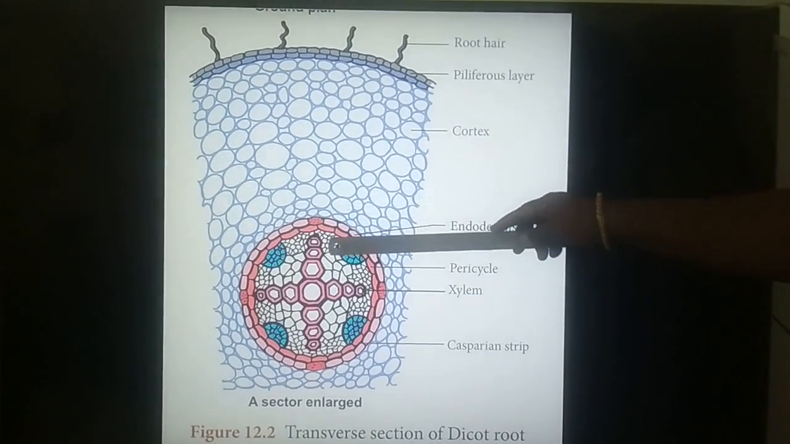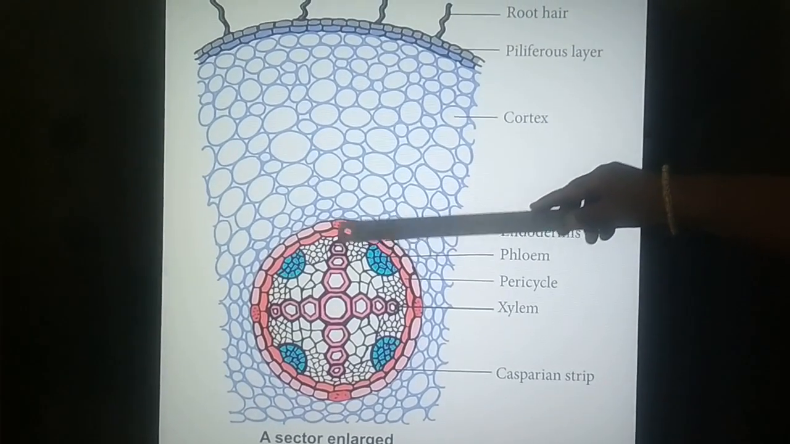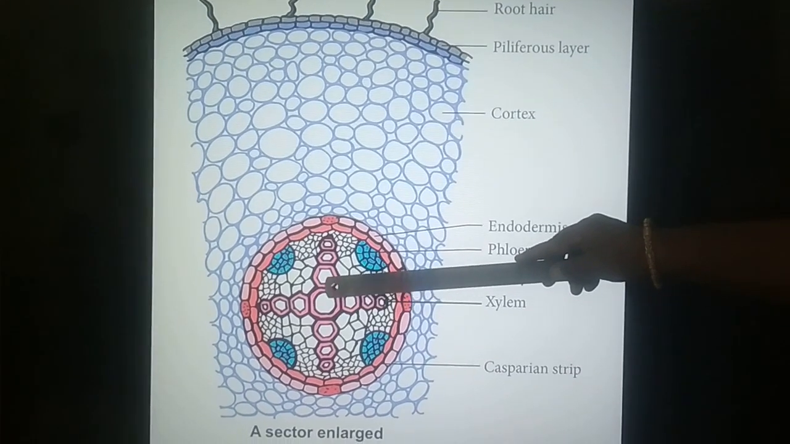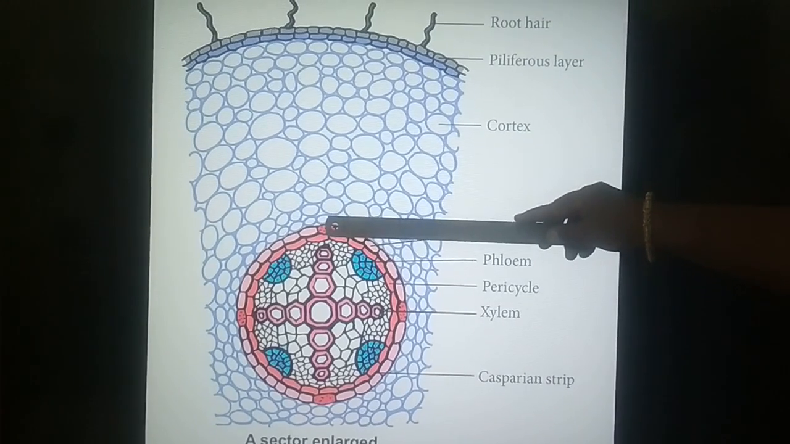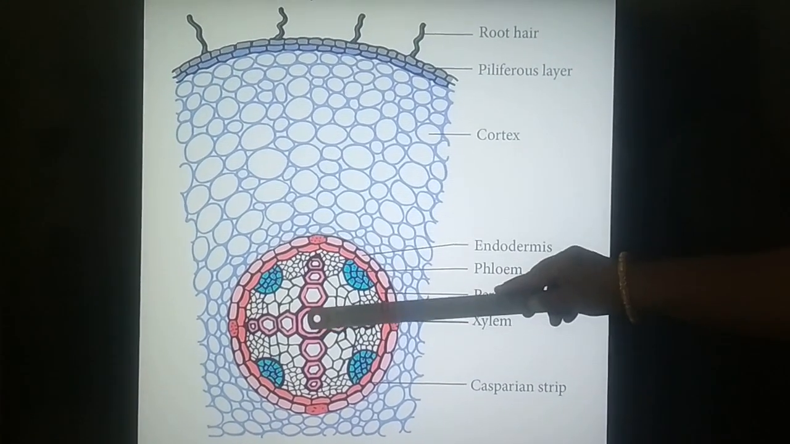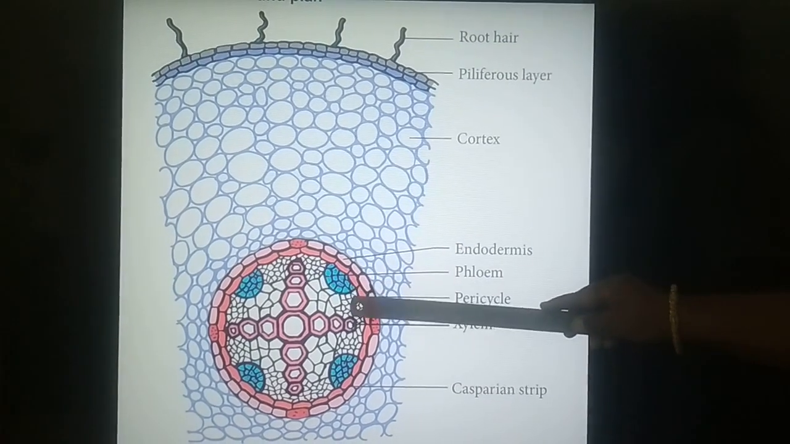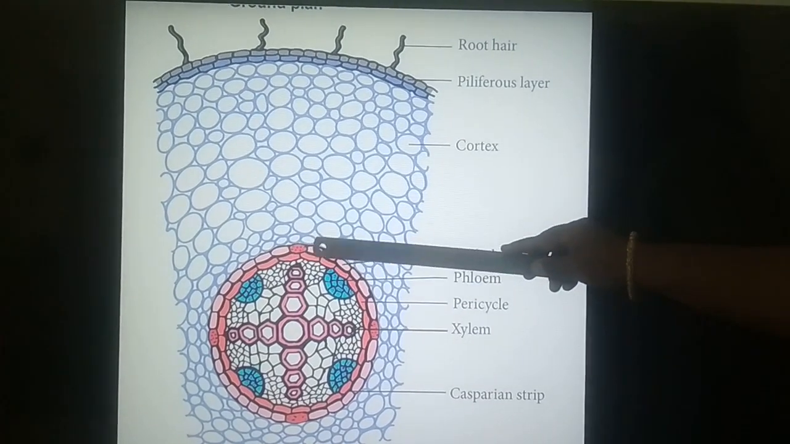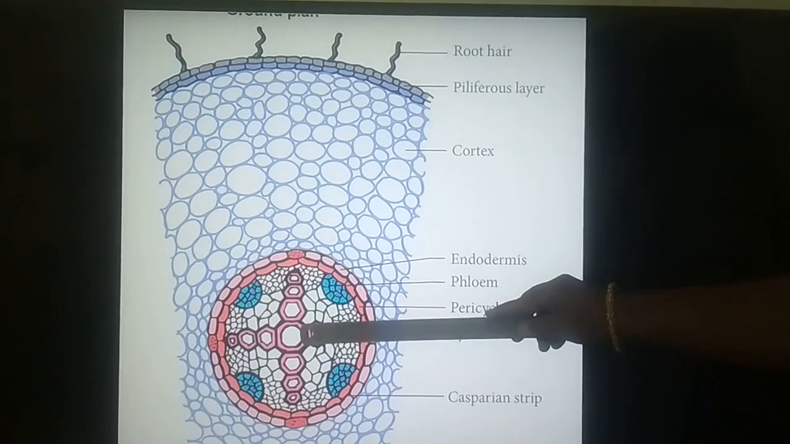See in this picture, this is the protoxylem, the small one, facing towards the periphery, and the metaxylem, the large one, facing towards the center. That is said to be exarch. So exarch means the protoxylem facing towards the periphery and metaxylem facing towards the center.